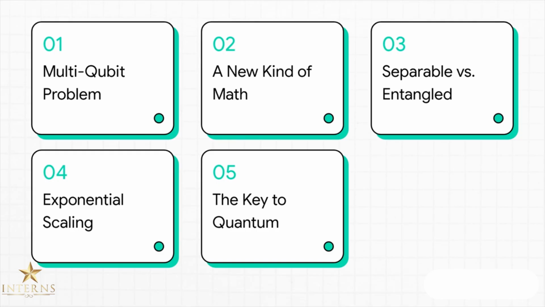So, here's how we're going to break this down. First, we'll really dig into this multi-qubit problem. Then, we'll introduce the special math that actually solves it. We'll see how that math leads to entanglement, which is really the secret sauce of quantum mechanics. From there, we'll look at the huge challenge this power creates, and then finally, we'll tie it all together and see why this is so critical for the future of computing.